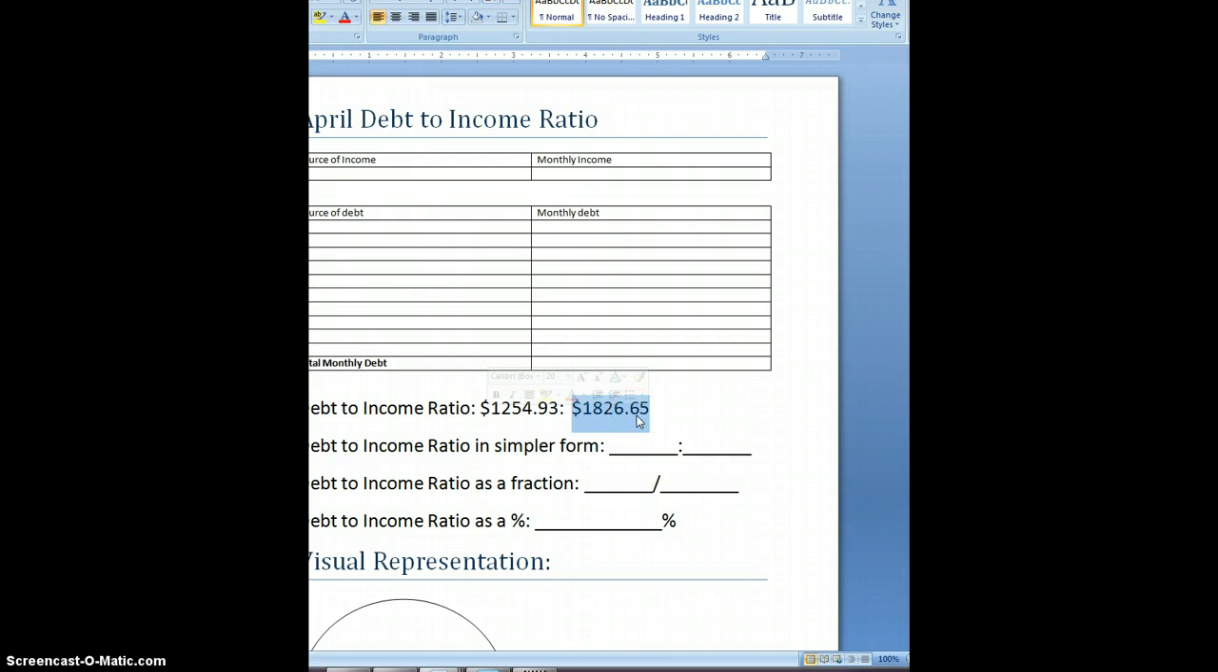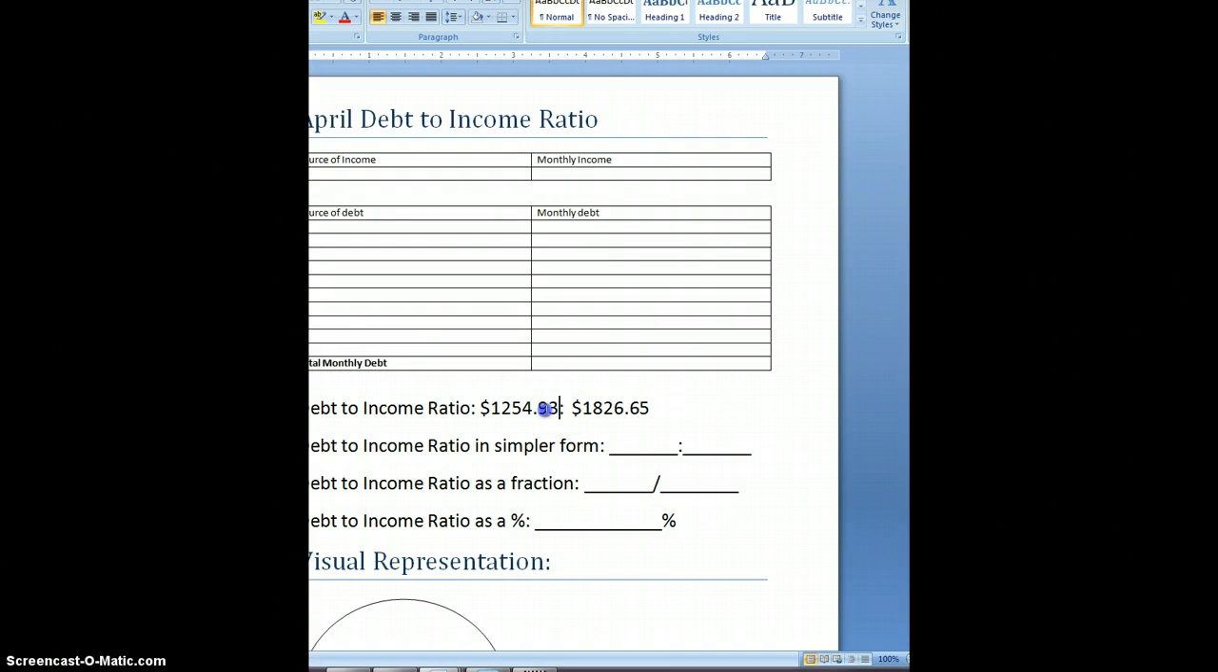So I could divide both of them by 10, and then from there I could divide them by another 10. If I were to divide these by 100, I would end up with this ratio being $12.54, and this value being $18.26. So that itself presents an easier way for me to understand the ratio. For every $18.26 I earn, $12.54 is lost to debt. So I could divide by 10.